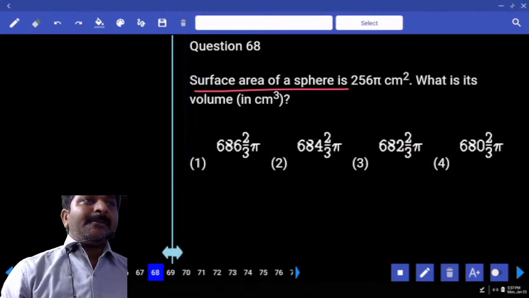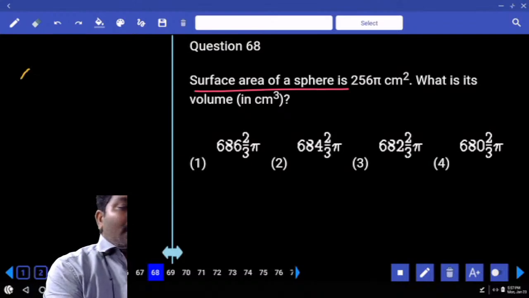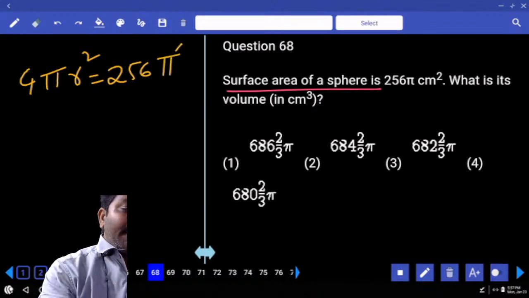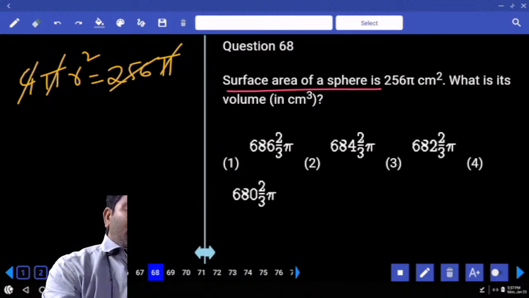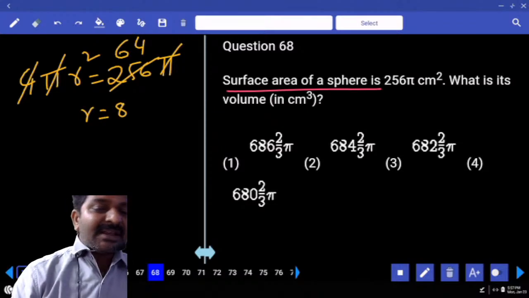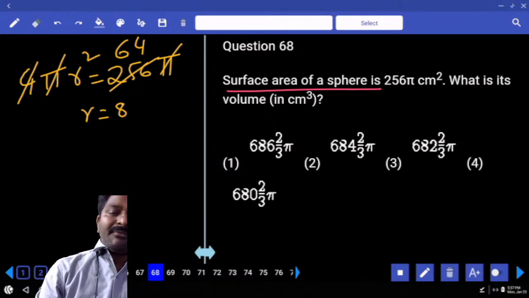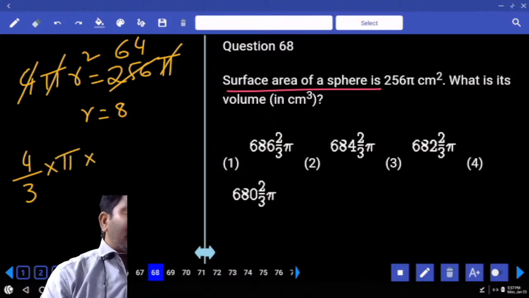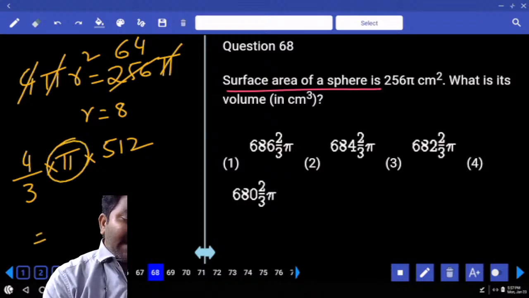Surface area of the sphere, 4 pi r square is equal to 256 pi. Pi gets cancelled. 4 times r square is 256, so r is equal to 8. We were asked to calculate volume. Volume of the sphere is 4/3 pi r cube. You don't have to separate pi because in options we have 4/3 pi r cube. r cube in the sense 8 cube, which is 512. Don't change pi, keep it as it is.